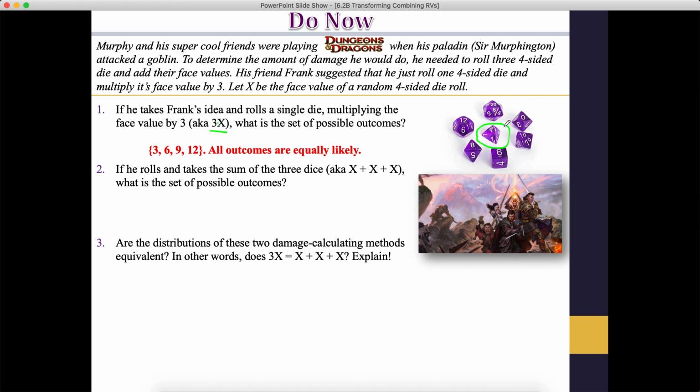I take a die and I roll it 3 times and add those, or I grab 3 different versions of this thing and roll those and then add them. What would the set of possible outcomes be? Would it be the same thing as this, 3, 6, 9, 12?